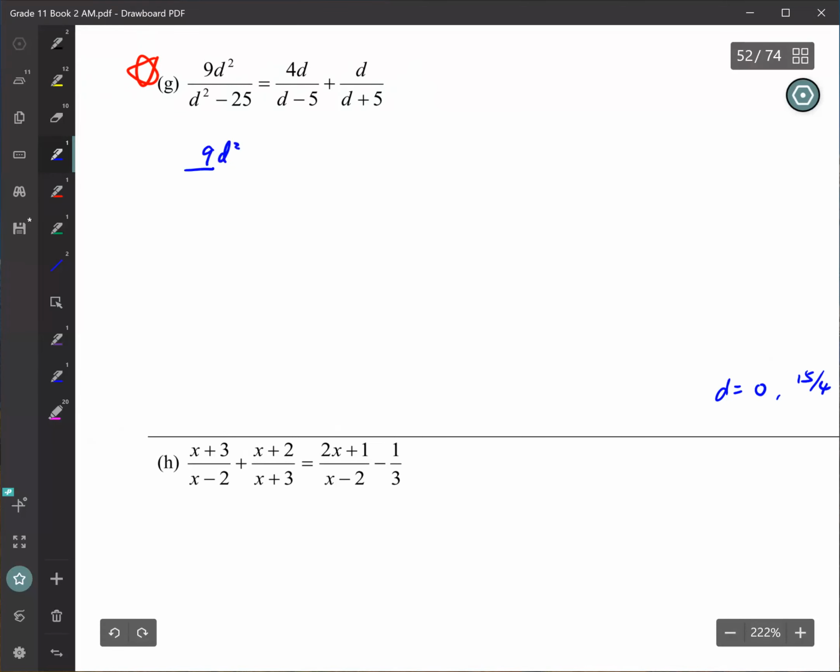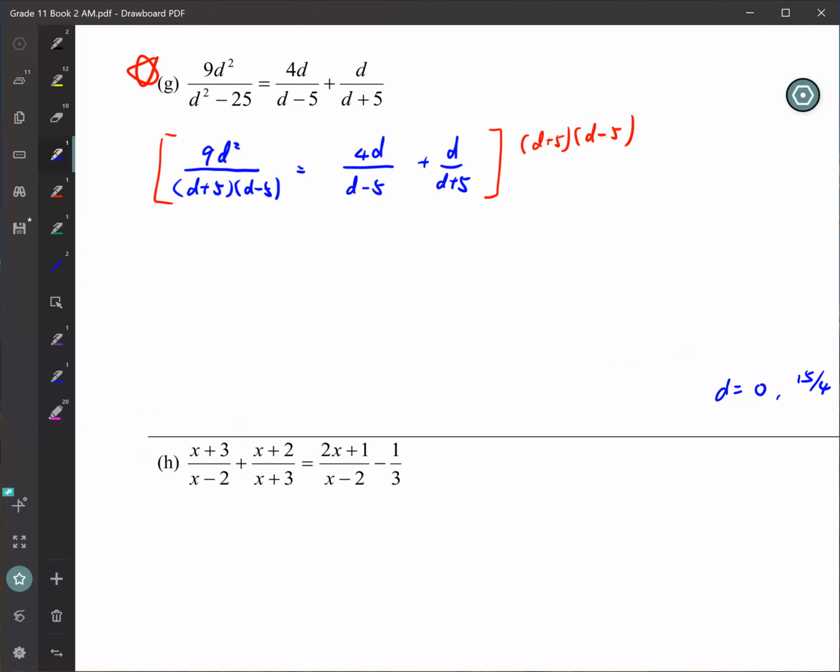So this one, the denominator, only the first one can be factored. Okay, so d plus 5, d minus 5, that's the difference of squares, factored by formula. So common denominator, we don't need all four, right? We just need two of them to include all the factors. So multiply by d plus 5, d minus 5. When we multiply with the first fraction, all the denominator canceled out. You're left with 9d squared. With the second one, you're left with d plus 5.